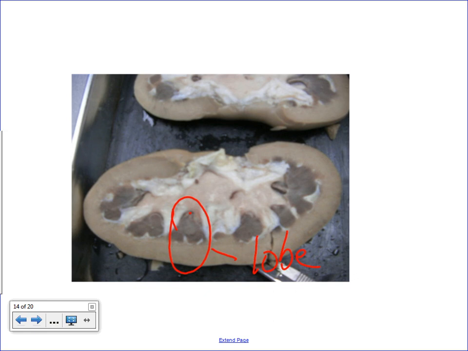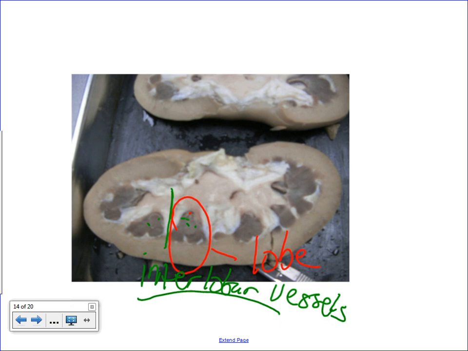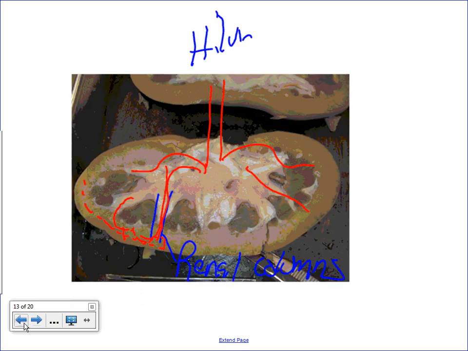Now, why is that going to be important to know? Well, the arteries or veins that travel through these columns in between the lobes of the kidneys are called interlobar vessels, in between the lobes of the kidneys. So that's something to keep in mind. Keep that anatomy and terminology in mind.